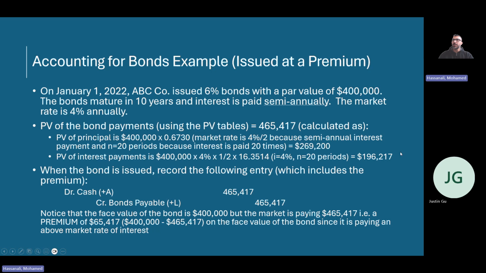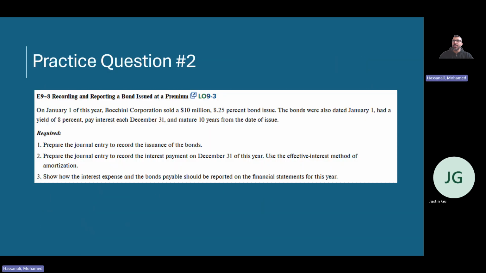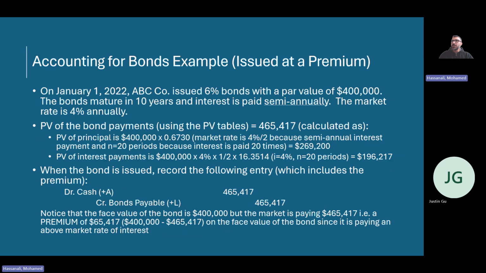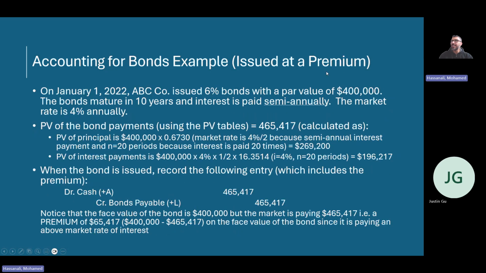We'll go through the example, just through the mechanics of the theory for premium again. After that, we will do one more practice question and then we'll call it a day. Okay, so we'll go back to issued at a premium. And as I'm showing these slides, I realize I have a typo because the next two slides show this title being discount, so I'll fix that.